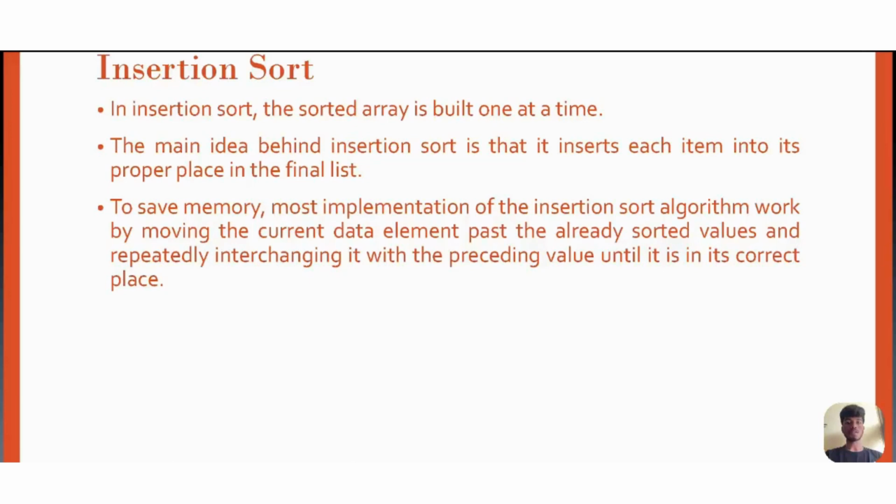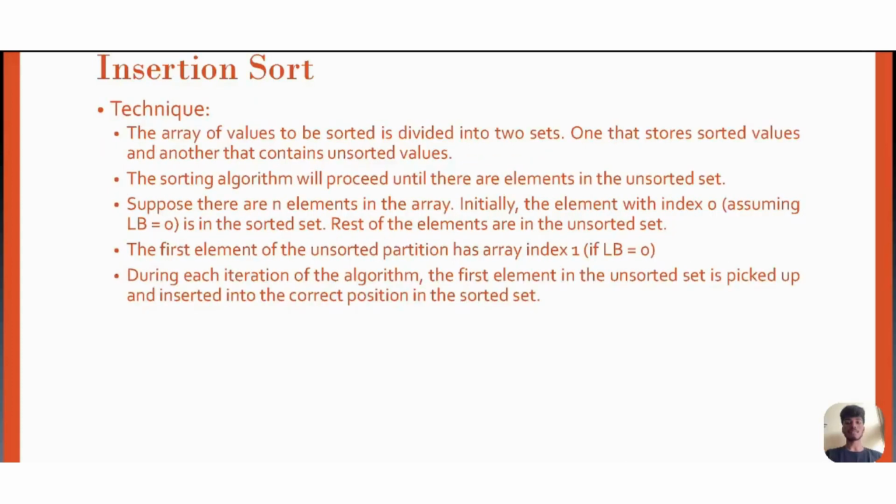In the insertion sort, the sorted array is built one element at a time. The main idea behind the insertion sort is that it inserts each item into its proper place in the final list. To save memory, most implementations of the insertion sort algorithm work by moving the current data element past the already sorted values and repeatedly interchanging it with the preceding value until it is in its correct place.